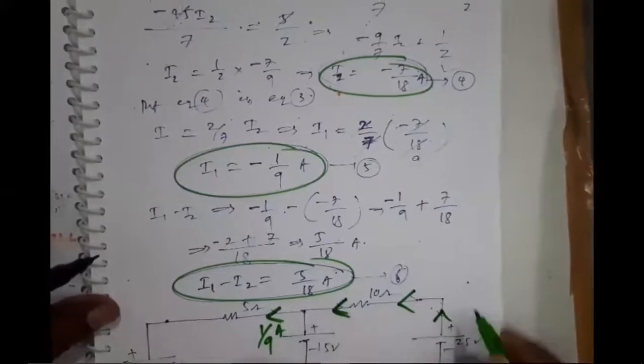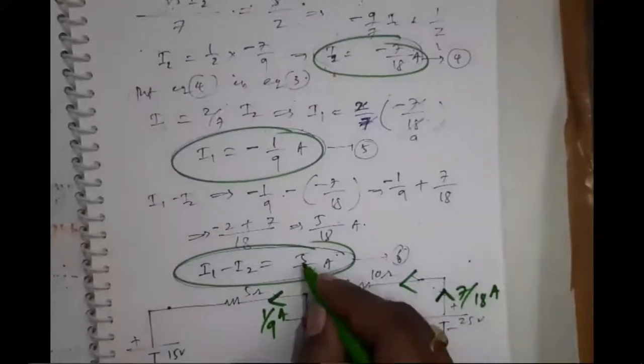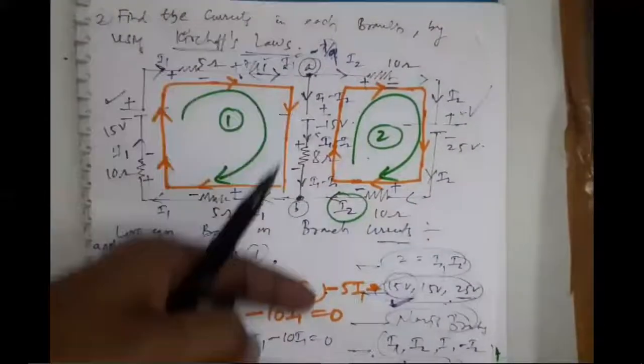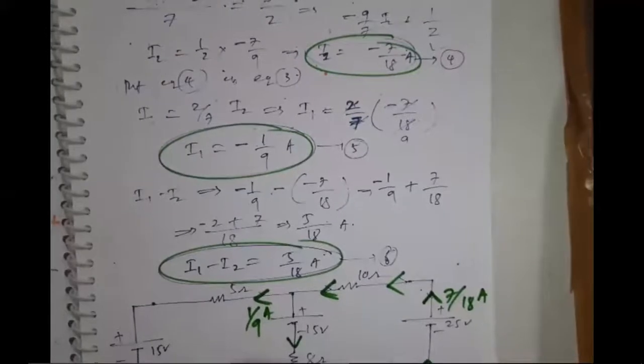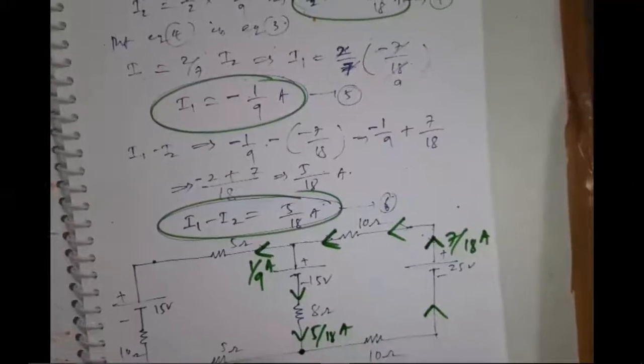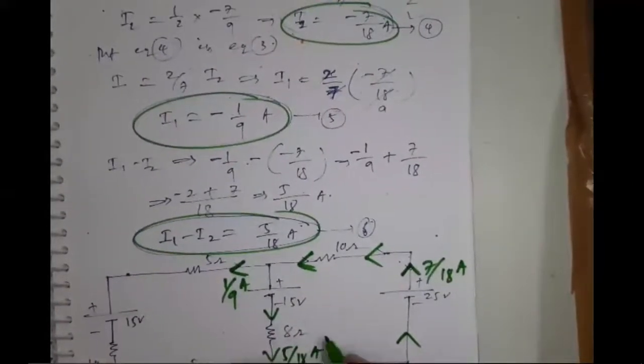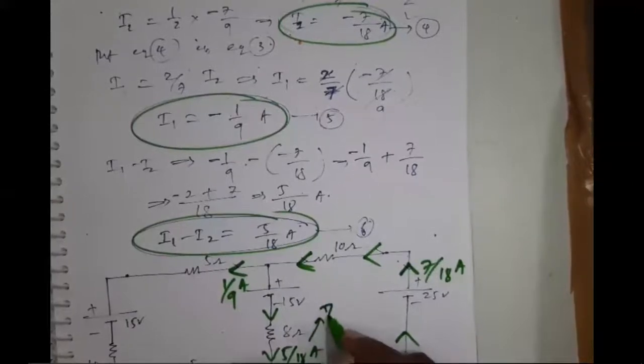The current of this value will be 7 by 18 amps, right? And what about this? This came with the positive sign, meaning your assumption is correct, downwards. I assumed the direction downwards, hence this value is not changed. What about this branch current? 5 by 18 amps. If you add these two values, this value is nothing but 7 by 18 minus 1 by 9.